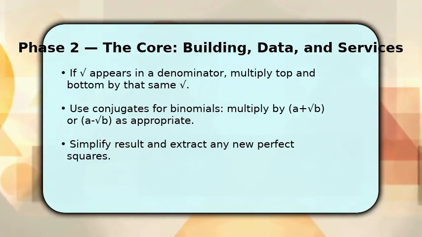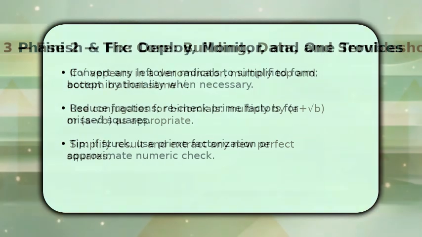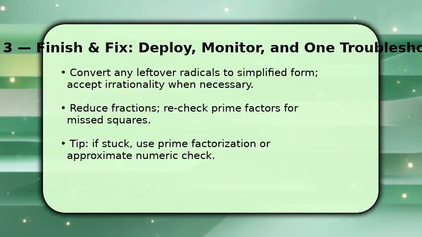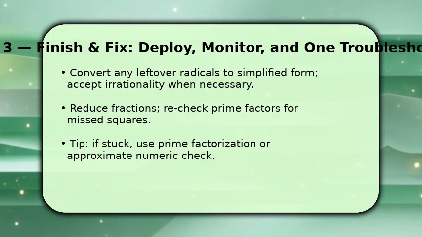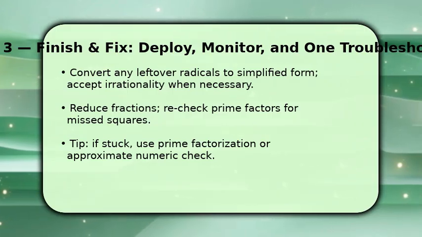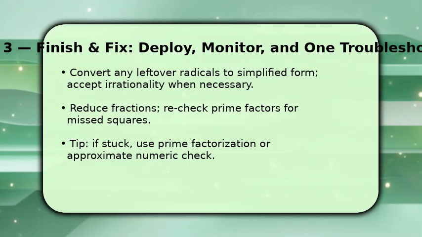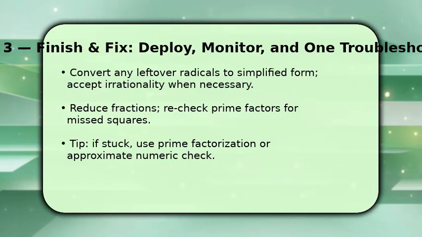You finish by inspecting the result, pull out any remaining perfect squares, reduce numeric fractions, and confirm no simpler radical form exists. If the radicand is an odd prime or product of distinct primes, you will end with an irreducible square root term. That is expected. Make sure to refactor if something looks off, rerun prime factorization, and use a decimal check to ensure equivalence. If a denominator still has a root, reapply rationalization. This tip fixes most errors quickly.